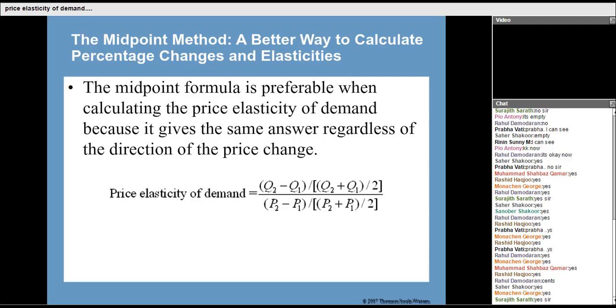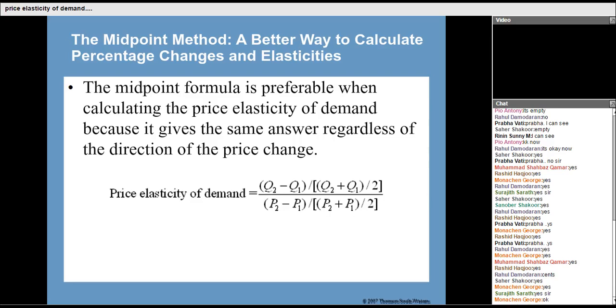Okay, you got it right. And then look at the price. It says P2 minus P1. That is the final price, and P1 is the initial price. Then you take the midpoint of the price, or the average of the price, that is (P2 plus P1) divided by 2. Is it clear to everyone?